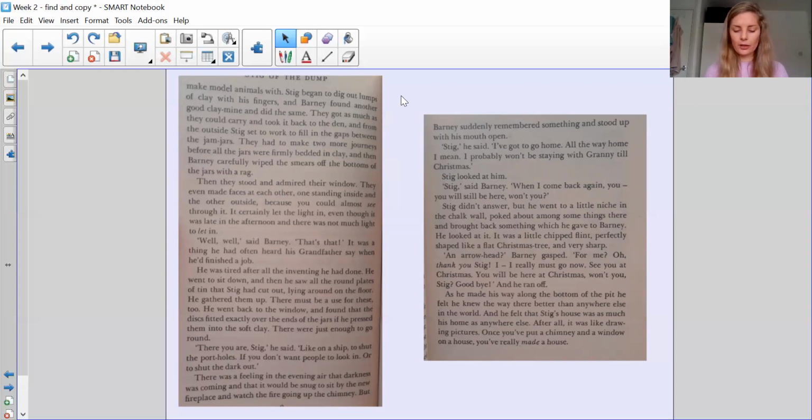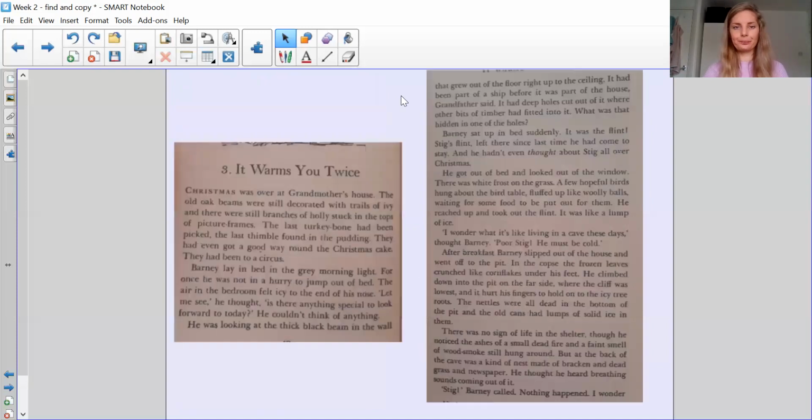As he made his way along the bottom of the pit, he felt he knew the way there better than anyone else in the world. And he felt that Stig's house was as much his home as anywhere else. After all, it was like drawing pictures. Once you've put a chimney and a window on a house, you've really made a house.